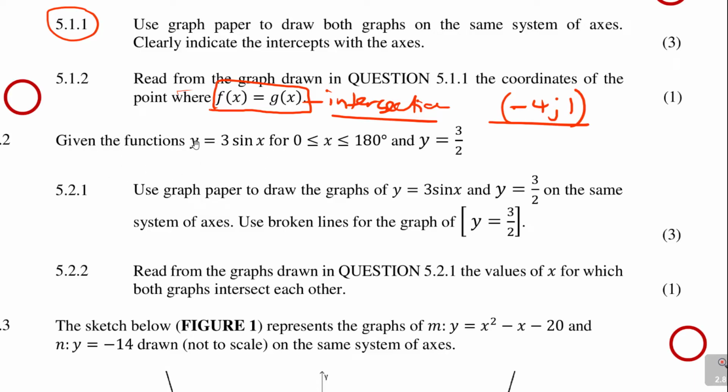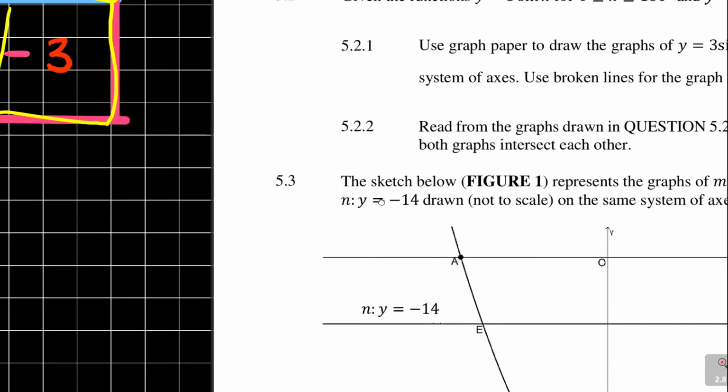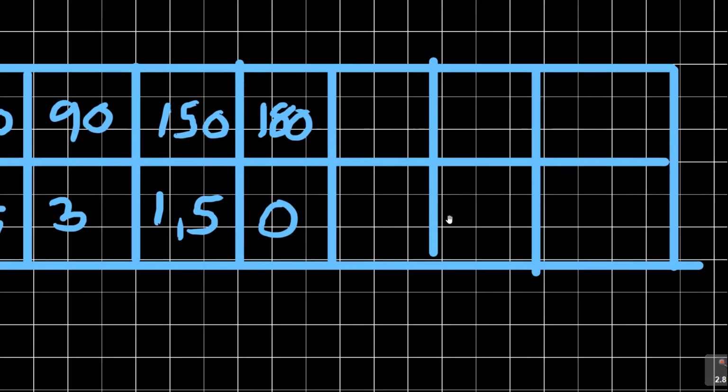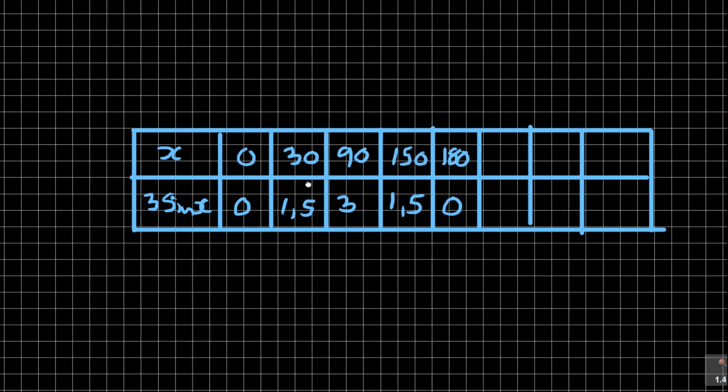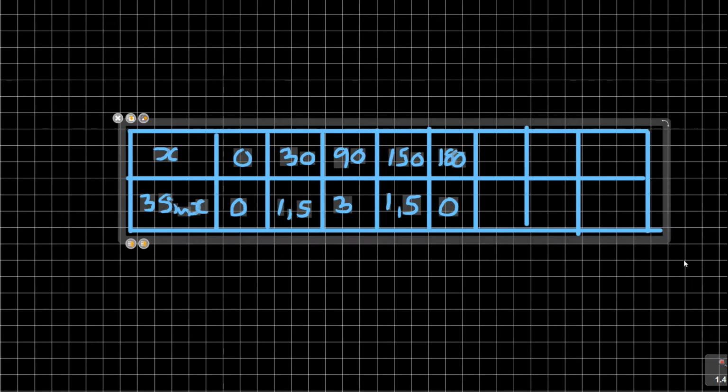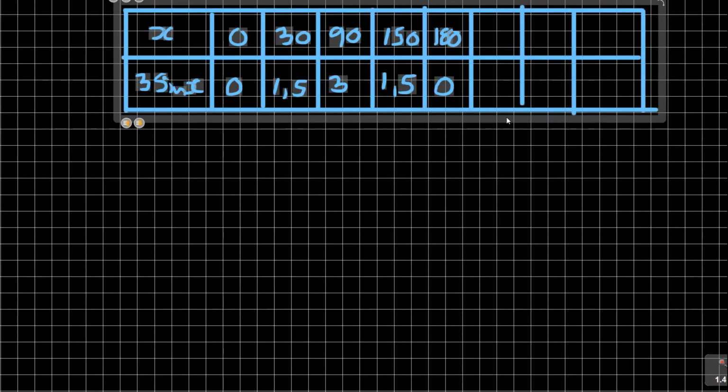Then the next one says, given the functions y is equal to 3 sine x for 0 is less than or equal to x is less than or equal to 180 and y is equal to that. Use the graph paper to draw the graph of that and that on the same system of axes. Use broken lines for the graph of that. Alright, 3 marks again. So what I did, as I said again, I went ahead and there it is. Okay, there is my table. Let me make it small. You know why? I wanted to save time, so I went ahead and sketched this thing here.